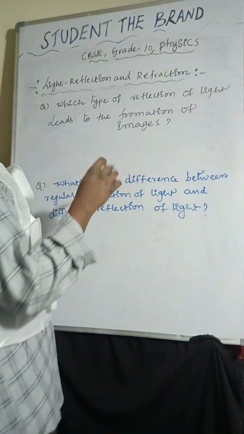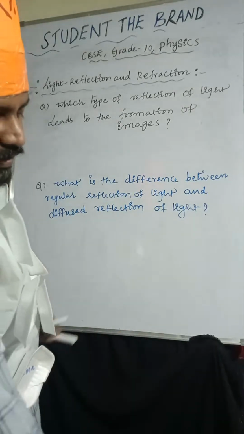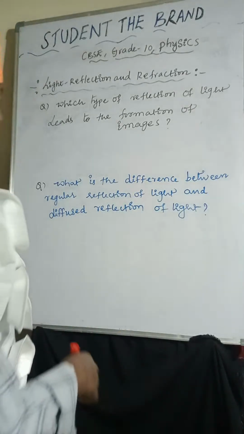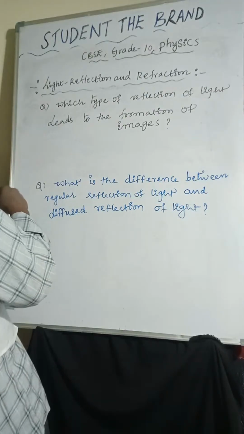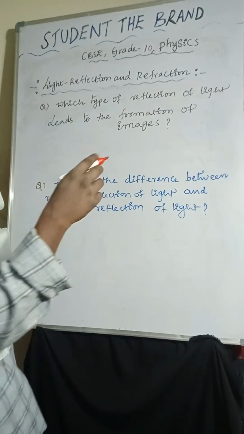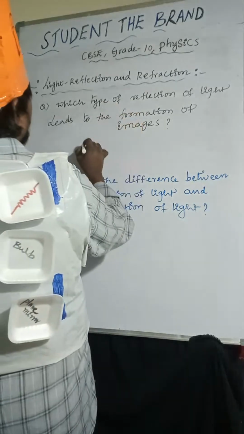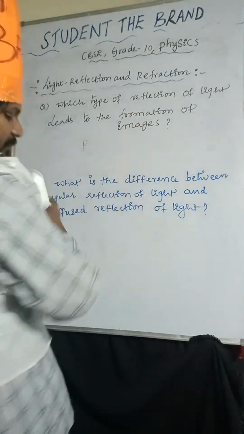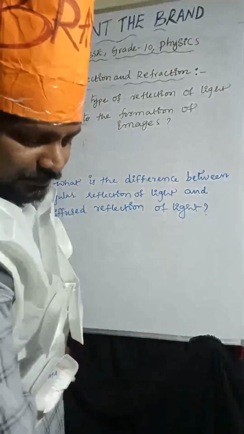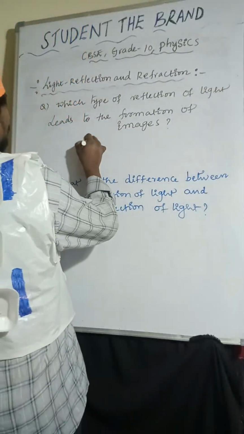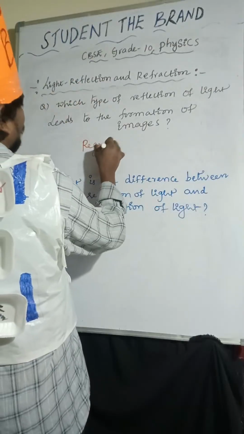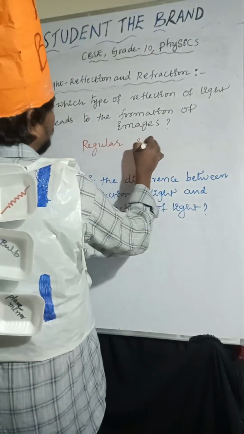So which type of reflection of light leads to the formation of images? Regular reflection. Regular reflection leads to the formation of images.